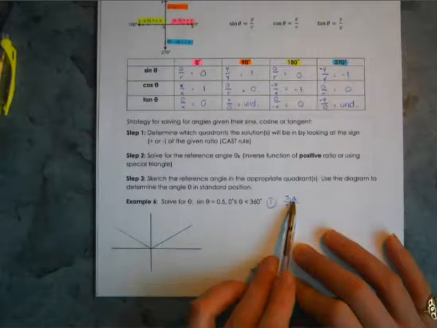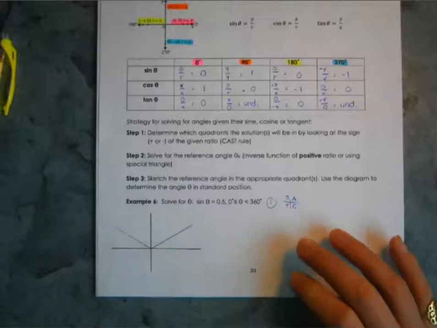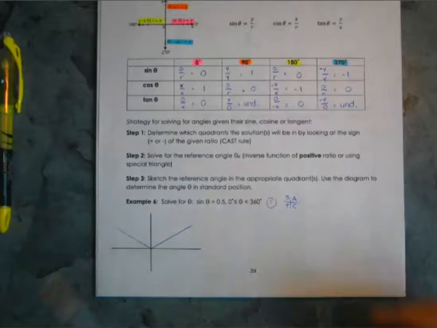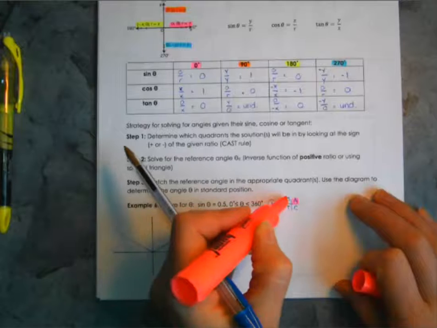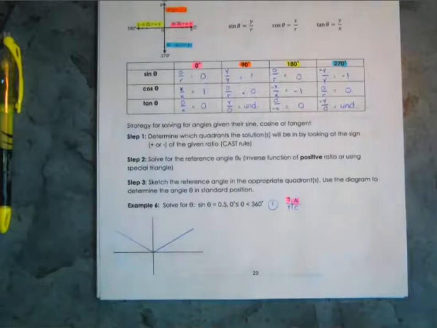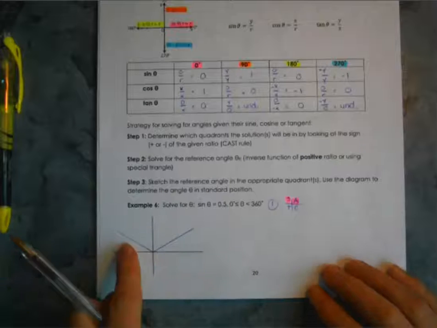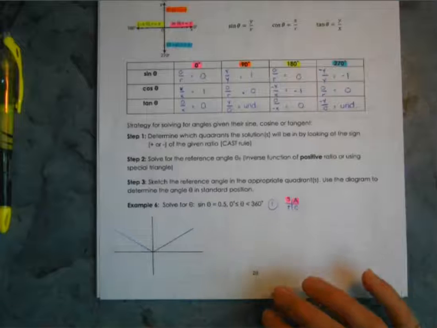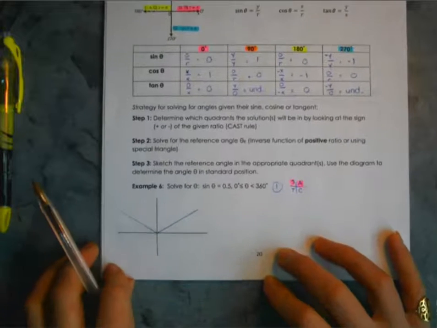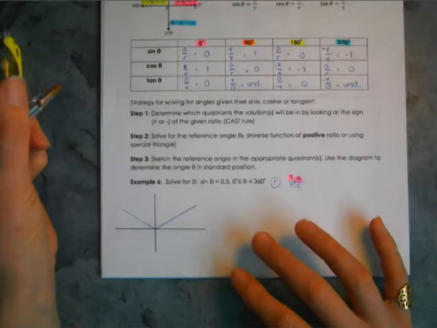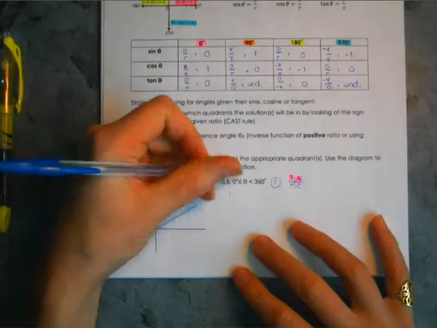In quadrant 1, all trig functions are positive, so it's going to be able to fall in quadrant 1, and in quadrant 2 sine is positive. So basically quadrants 1 and 2 have these positive values, so that's where we're going to be able to draw our angle. I sketched that in already so you don't have to watch me draw it out.